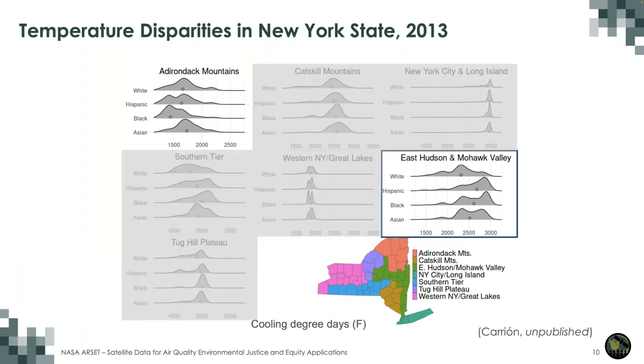So for example, in the East Hudson and Mohawk Valley, you can see that the temperature distributions seem much higher for Hispanic Latine folks, Black folks, and also for Asian folks compared to white folks, whereas those patterns don't seem pronounced, or perhaps even in the opposite direction, in the Adirondack Mountains. And so this really is just an example of why fine scale resolution models help us to reconstruct what's going on in the local areas and communities.